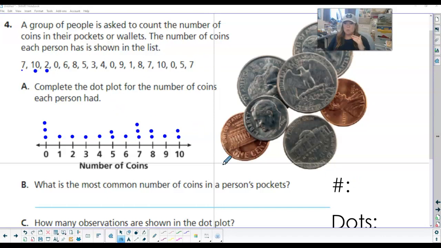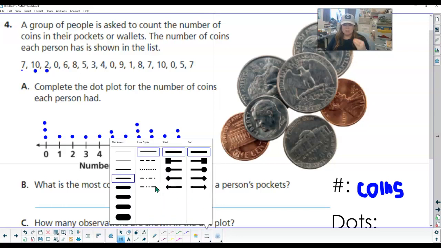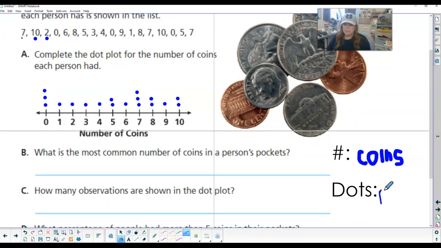So now we need to know, what do these numbers mean, right? These numbers 0 through 10 are the coins. So how many coins did every person have? And then the dots are representing a person that had the coins. So our dots are the people. And if it's asking about coins, we're using the numbers here.